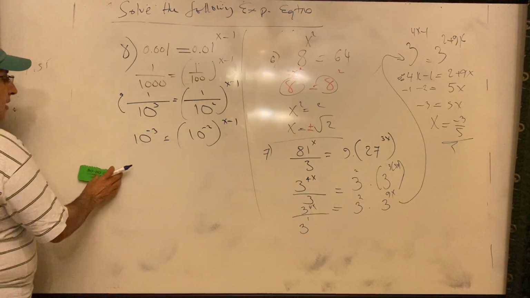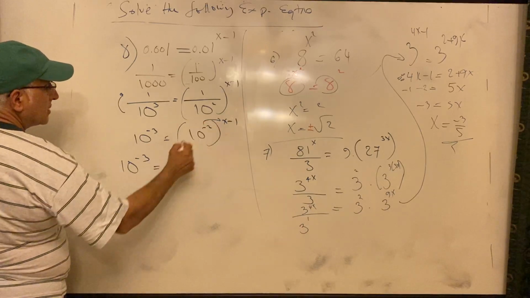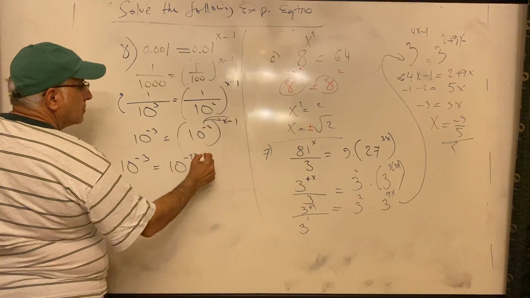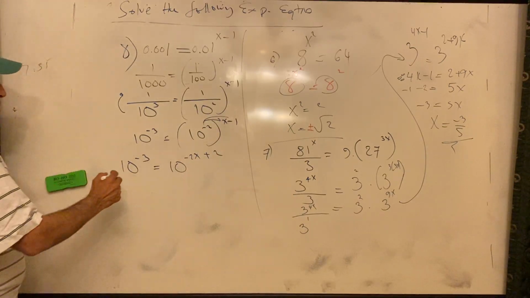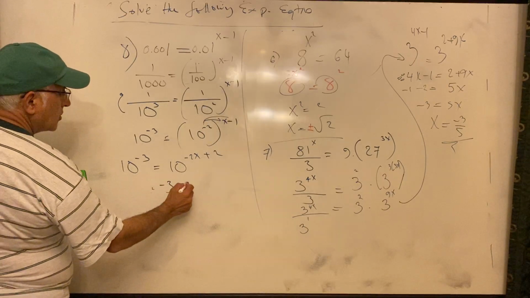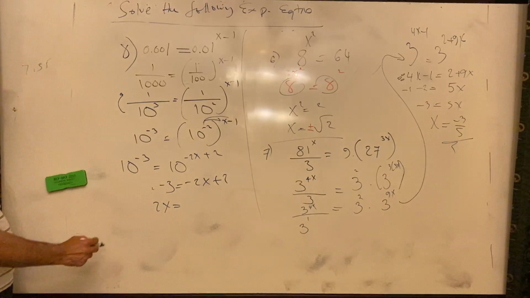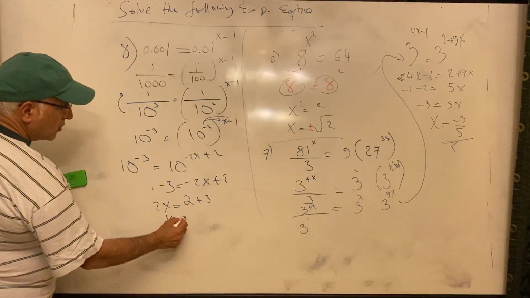Expand the bracket. Leave this one alone. Minus 2 times x, negative 2 times negative 1. Are the bases the same? Yes. So, negative 3 equals negative 2x plus 2. Put the x on the positive side. Take the 3 over there. 5 over 2, x equals 2.5.